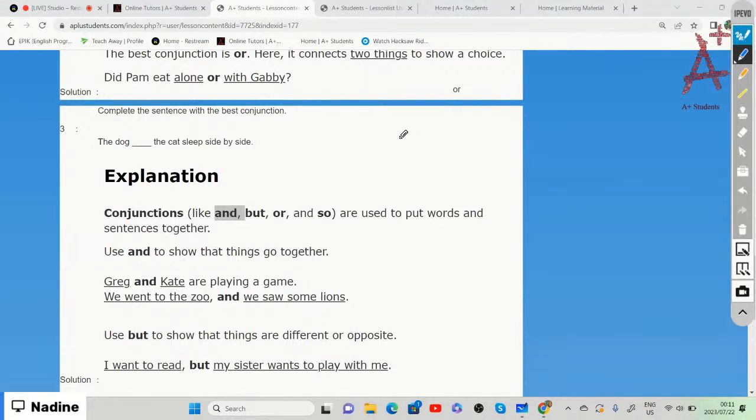So we are going with the word and. We said and, it shows that things go together, right? So and shows that things go together. This and that, right? Things are going together.